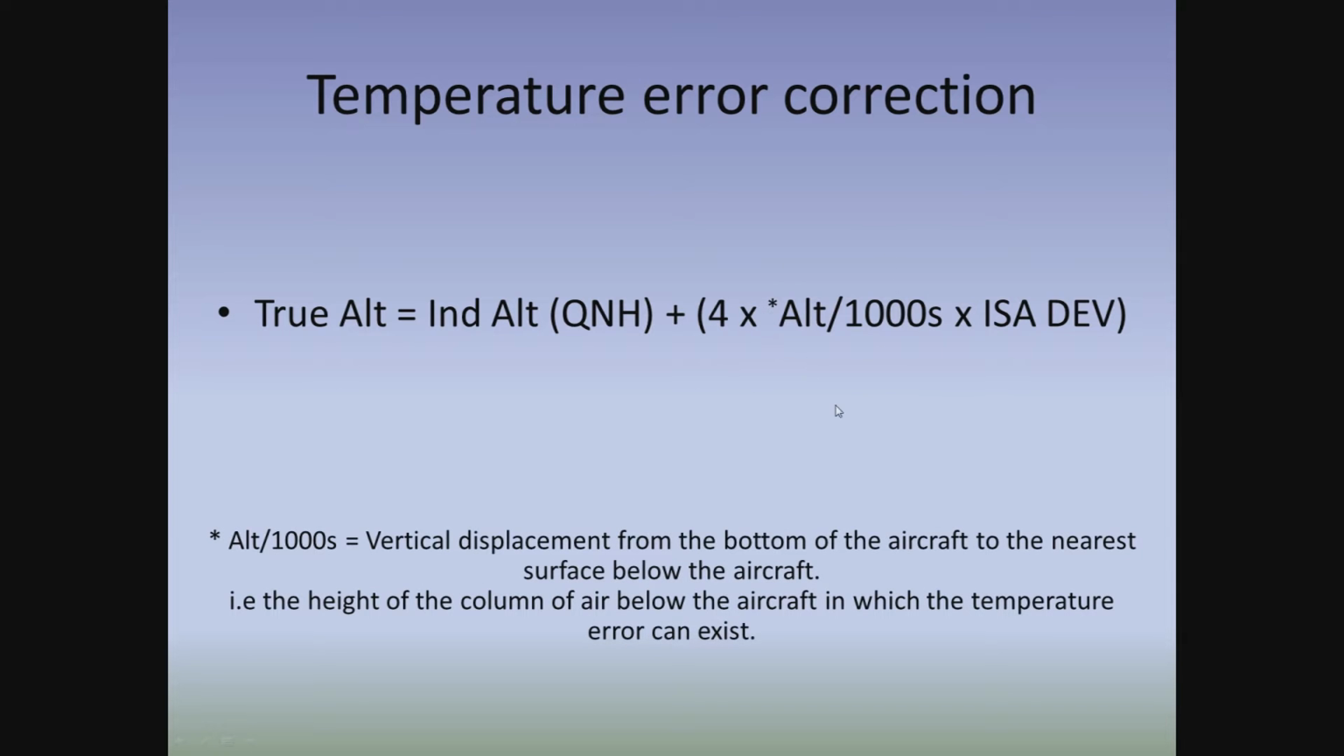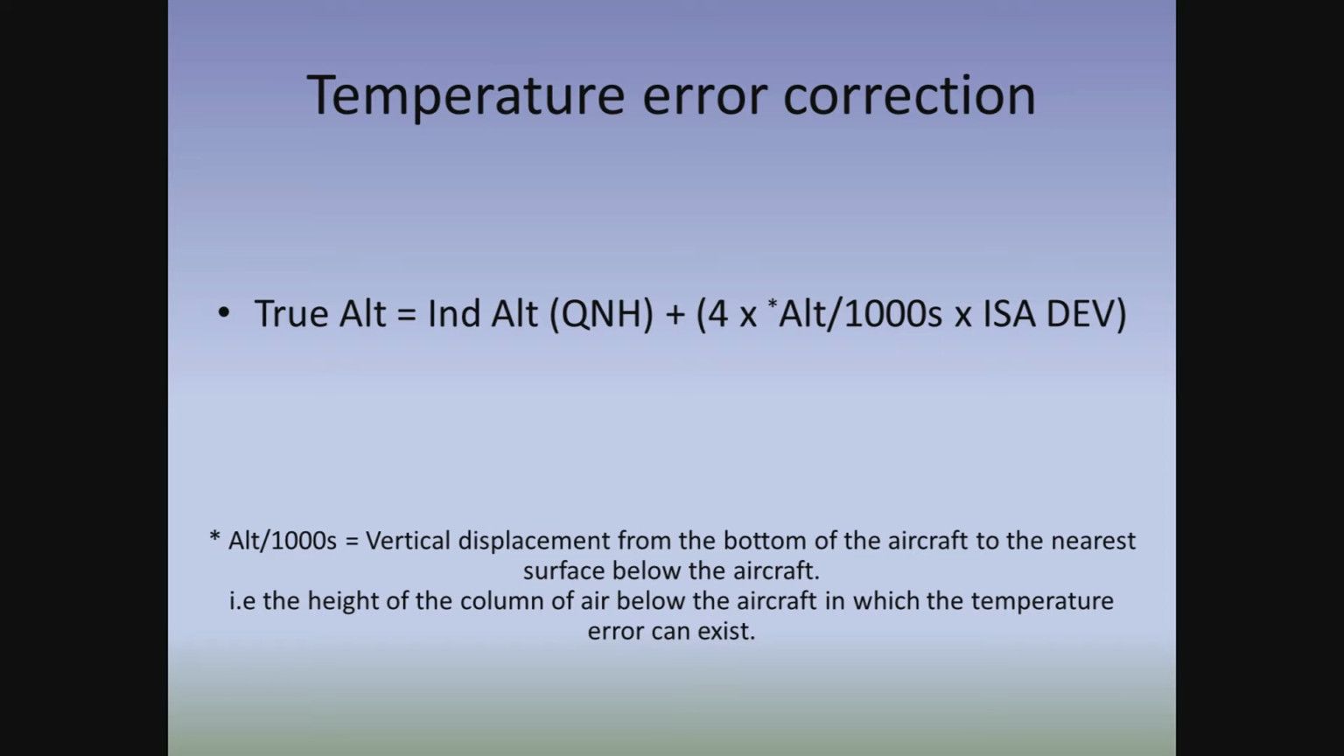This thing here, the altitude in thousands, is simply the vertical displacement from the bottom of the aircraft to the nearest surface below the aircraft. In other words, the height of the column of air below the aircraft in which the temperature error can exist. So if you can imagine a column of air from the aircraft to the nearest solid surface below the aircraft, be that ground or the sea, that's the column of air in which a temperature error can exist.